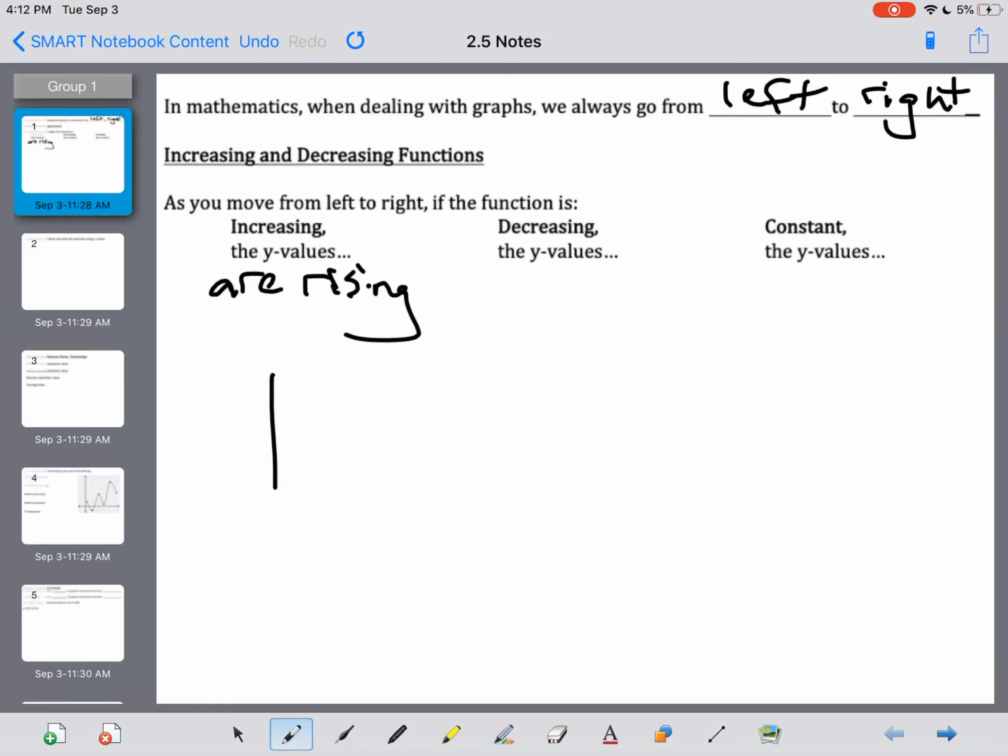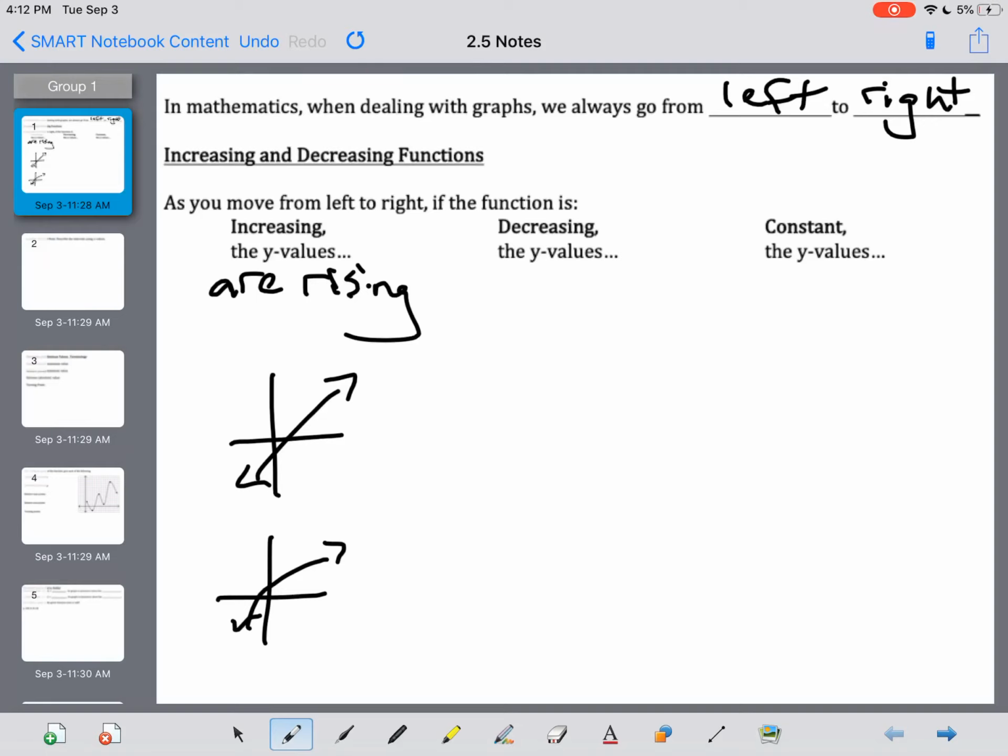That could look like a lot of different things. It could be a linear function, it could be increasing like that. There are lots of different ways that the y values could be rising.